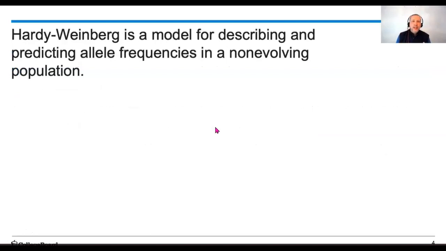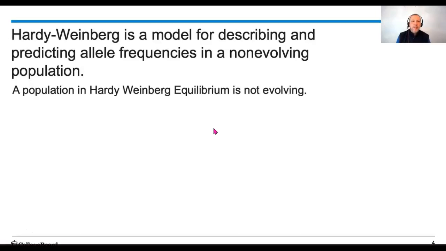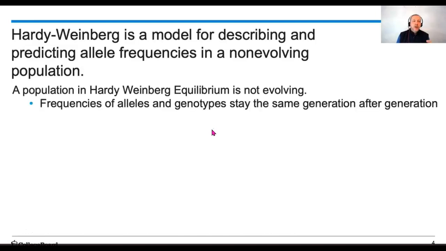So Hardy-Weinberg is a model for describing and predicting allele frequencies in a non-evolving population. A population in Hardy-Weinberg equilibrium is not evolving. Frequencies of alleles and genotypes stay the same generation after generation for a population in Hardy-Weinberg equilibrium.